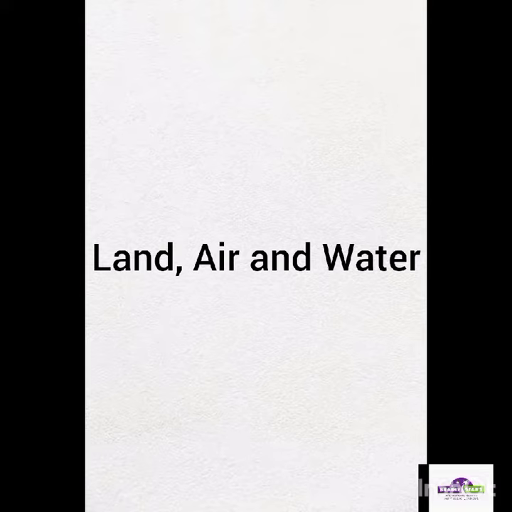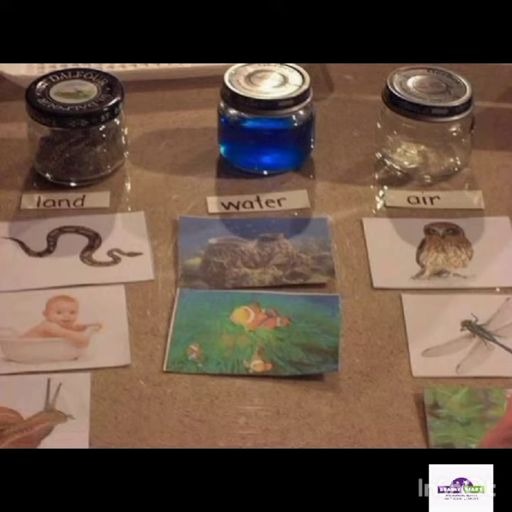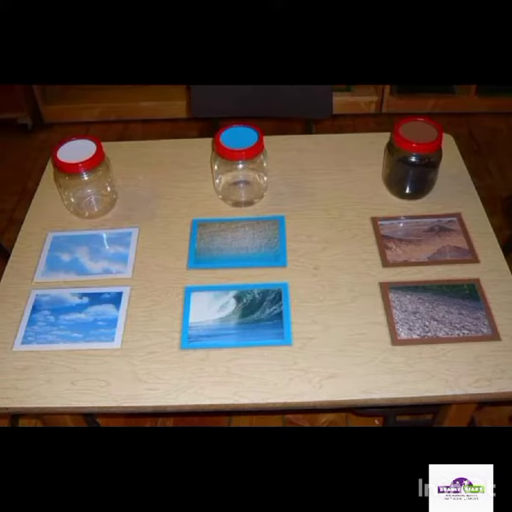Land, air and water. The land, air, water Montessori activity is a hands-on activity that teaches children about the interconnectedness of the three essential components of the environment: land, air and water. The activity is suitable for children from 3 to 6 years old, or preschool to kindergarten level.